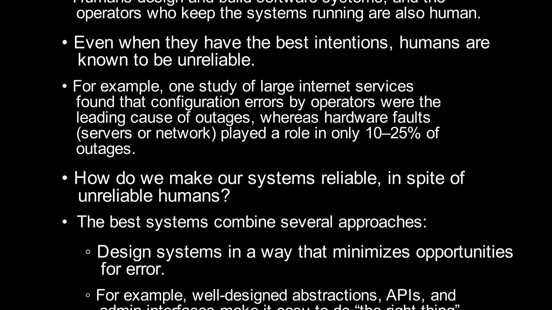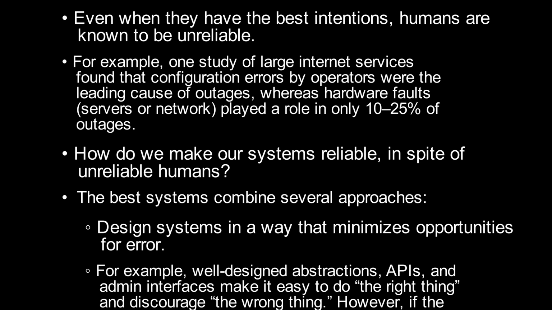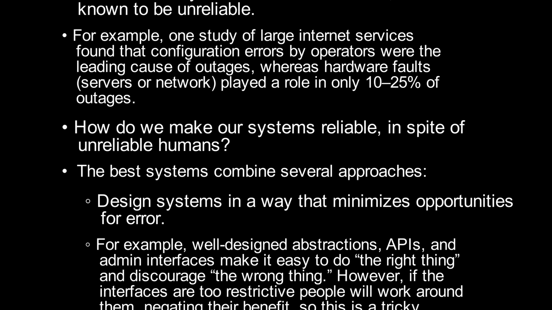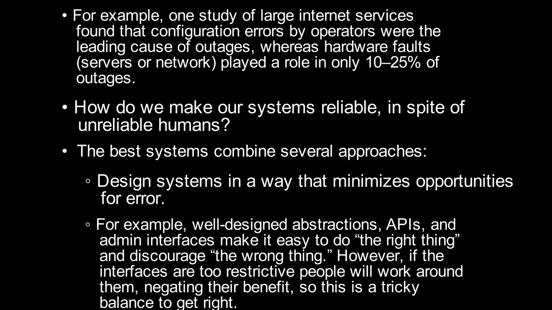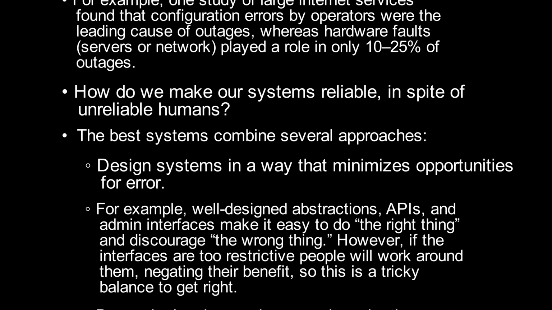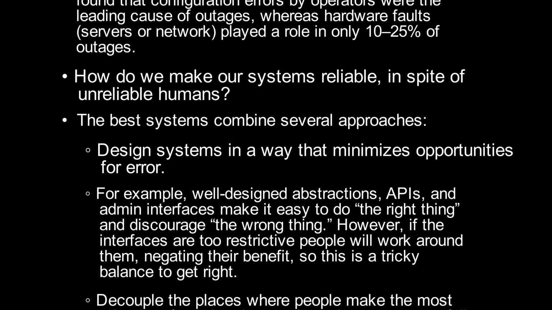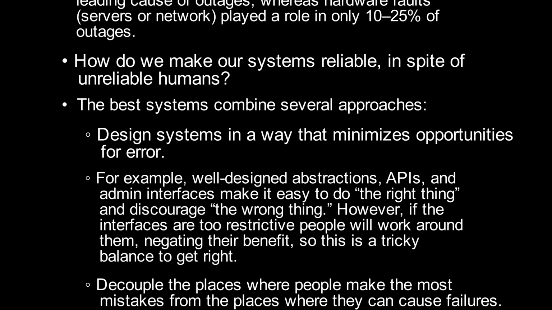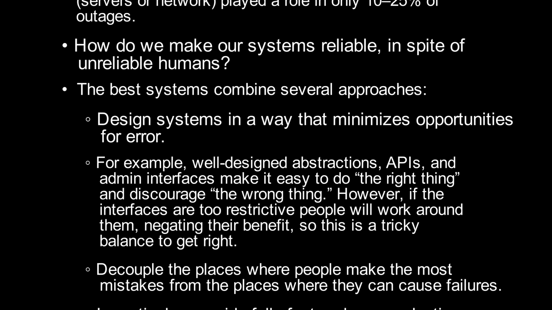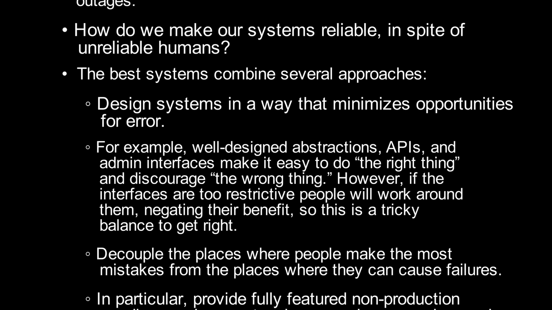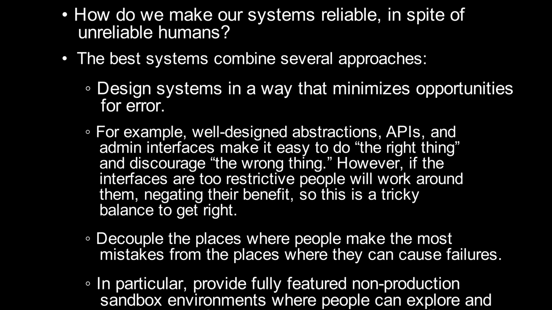The best systems combine several approaches. Design systems in a way that minimizes opportunities for error. For example, well-designed abstractions, APIs, and admin interfaces make it easy to do the right thing and discourage the wrong thing. However, if the interfaces are too restrictive, people will work around them, negating their benefit. So this is a tricky balance to get right.